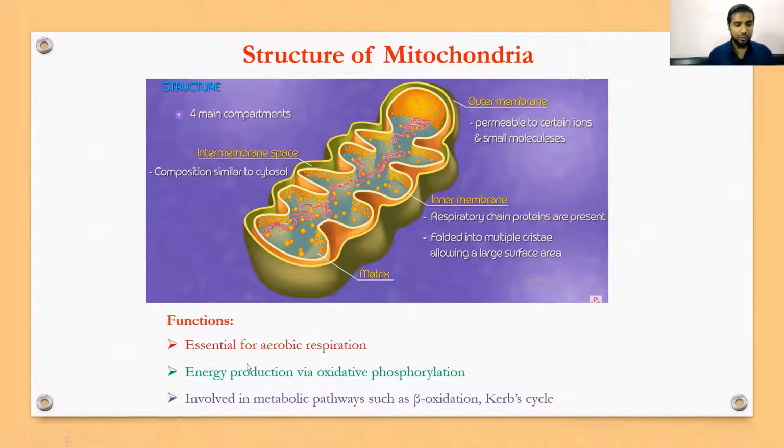Let us see the function. It is essential for aerobic respiration, that is, by the electron transport chain, then we go for oxidative phosphorylation where ATP is generated, right? So aerobic respiration occurs in the presence of oxygen, with energy production via oxidative phosphorylation, as I've just said, and it is involved in various metabolic pathways such as beta oxidation and the Krebs cycle. Beta oxidation is the oxidation of lipids.